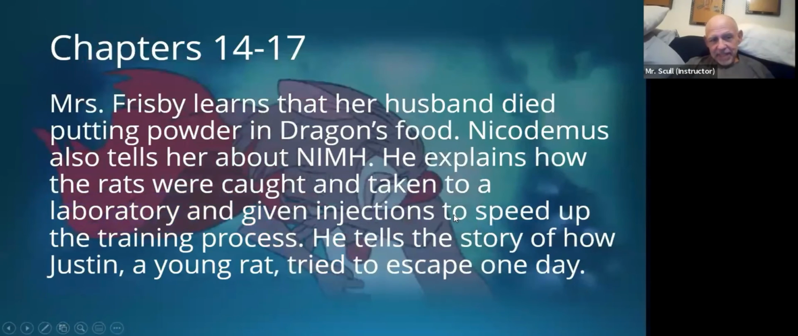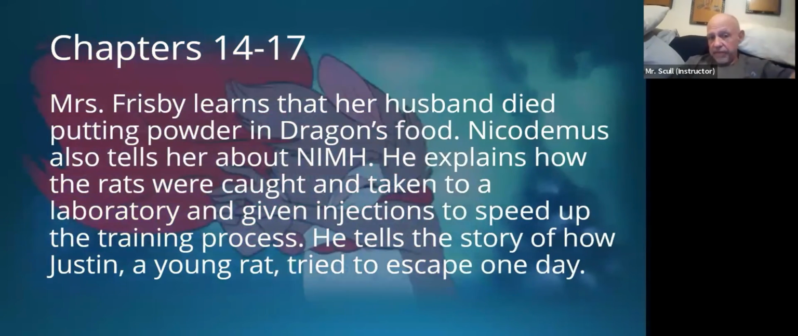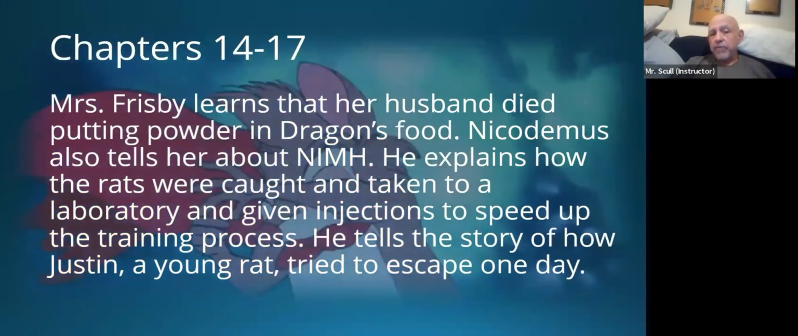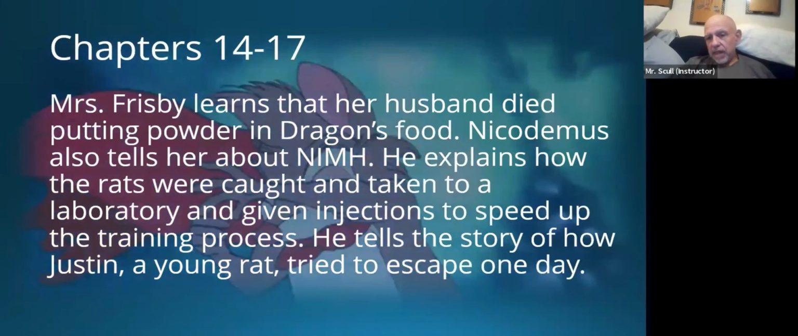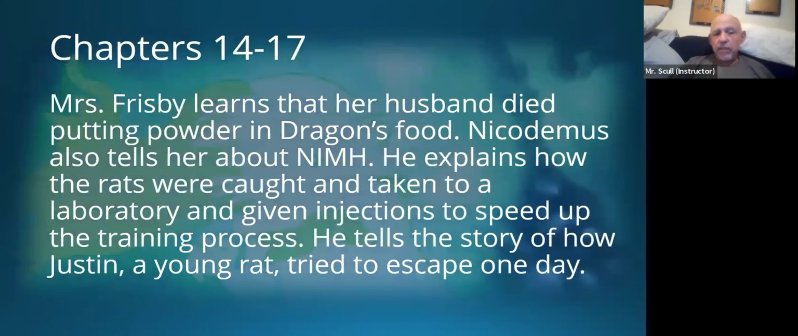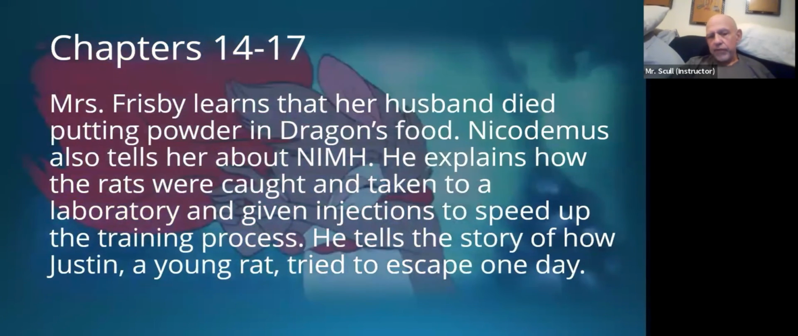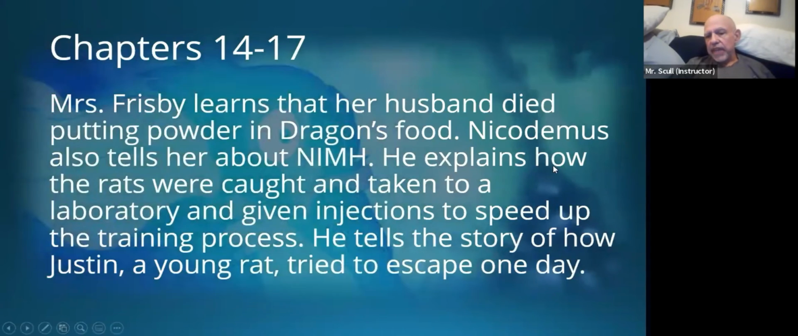Very good. Okay, chapter 14 to 17. Mrs. Frisbee learns that her husband died putting powder in Dragon's food. Nicodemus also tells her about Nim. He explains how the rats were caught and taken to a laboratory and given injections to speed up the training process. He tells the story of how Justin, a young rat, tried to escape one day.